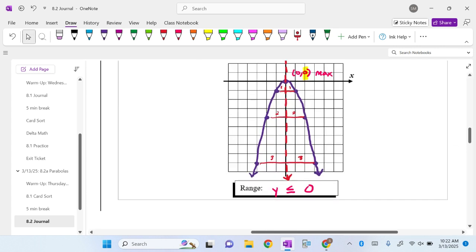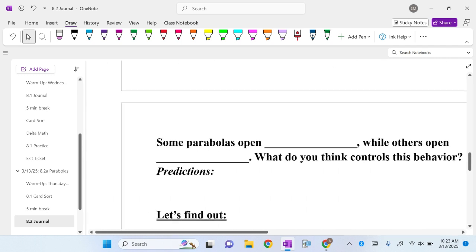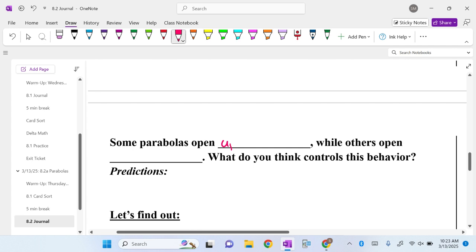So, that being said, some parabolas open upwards, meaning that it looks like that U shape that we're used to, while others open downwards, meaning it looks like that upside down U shape. What do you think controls this behavior? Let's just make some predictions. Why do you think some of the parabolas open upwards, they look like a U, and others open downwards?